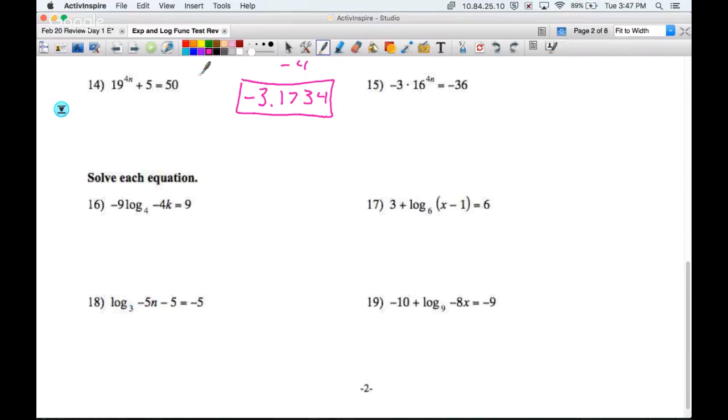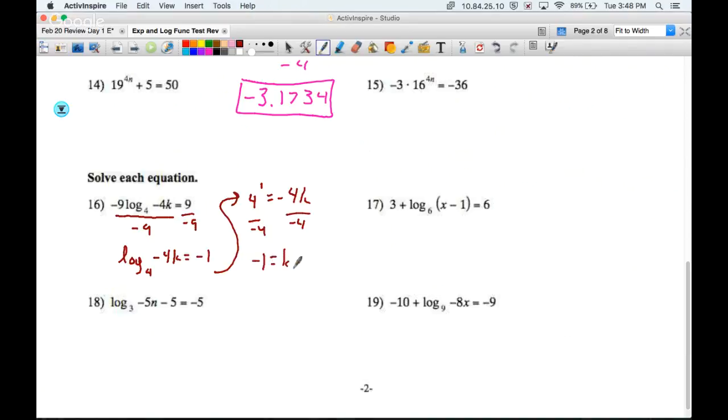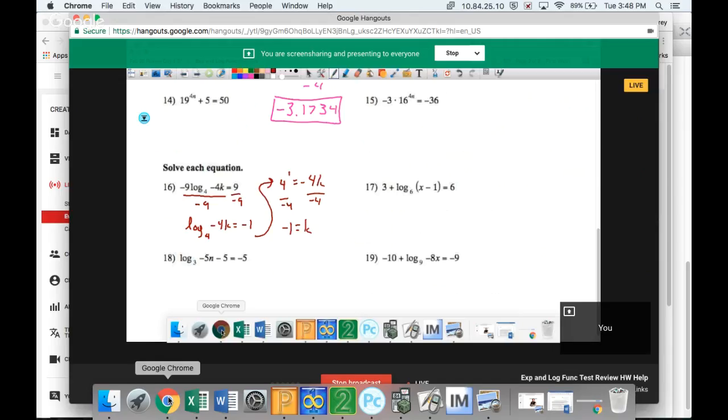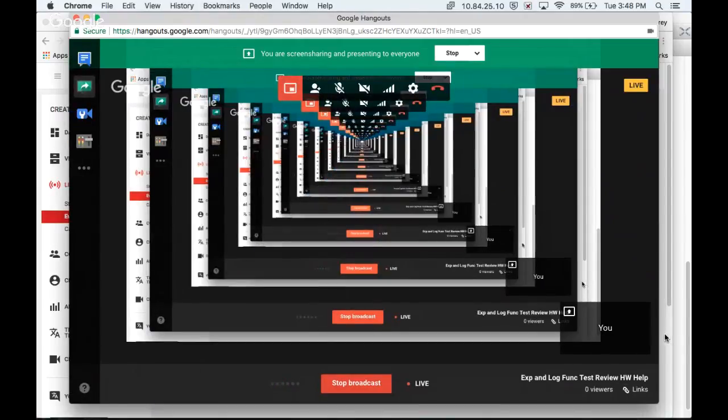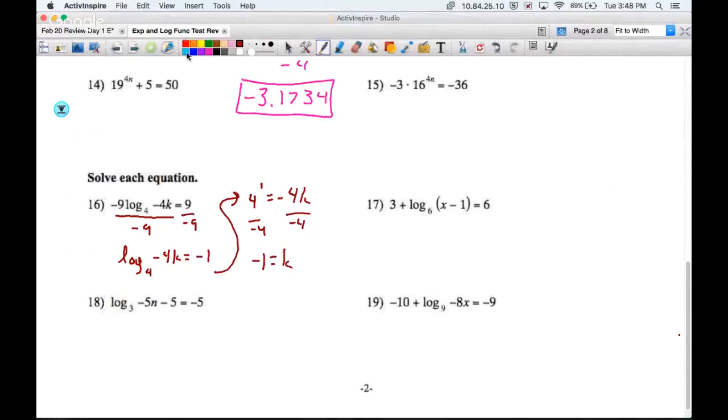We need to rearrange these into exponential form now to solve for our variable. Let's see which one looks the most difficult. I guess 16 looks somewhat challenging. I want to get the logarithm by itself, so I divide both sides by -9. I get log base 4 of negative 4k equals -1. Rearrange this now into exponential form. 4 to the 1 equals -4k. Divide both sides by -4. I get -1 equals k.